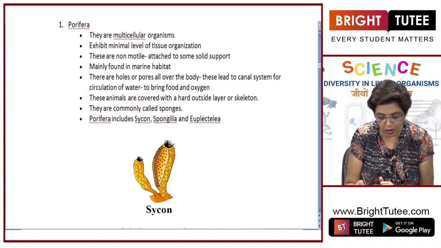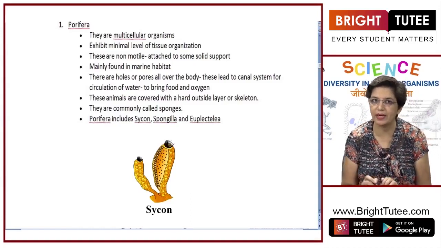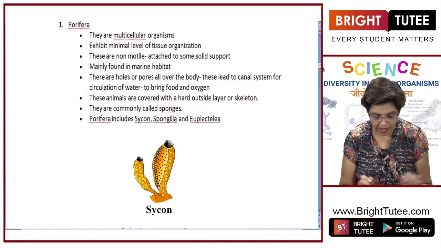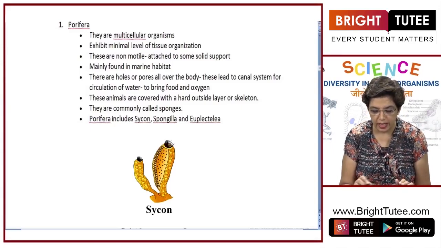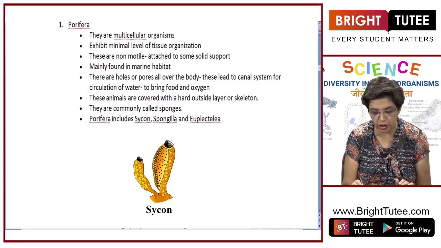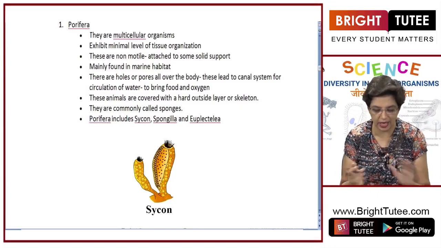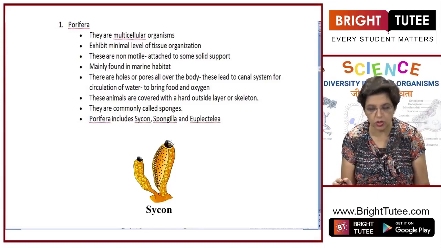They are commonly called sponges. All the sponges come under this category of Porifera. These are the examples. Look at this: Scypha, Spongilla, these all belong to Porifera. They have only cellular level organization and they are attached to some base. So this is all about Porifera.